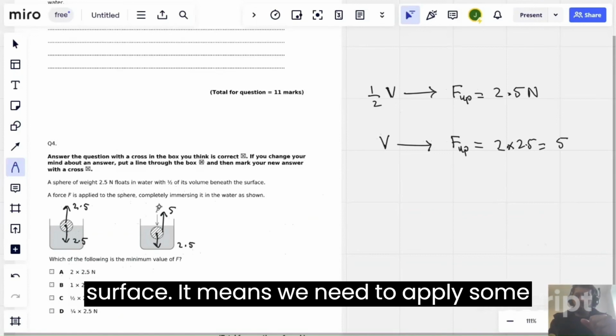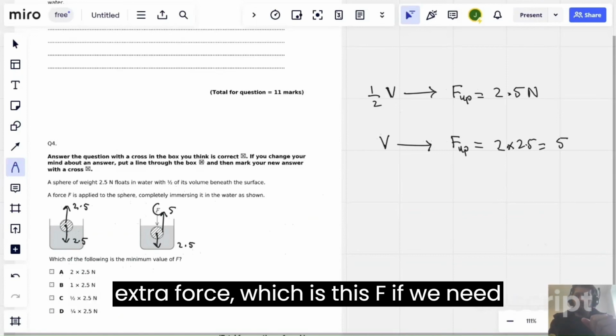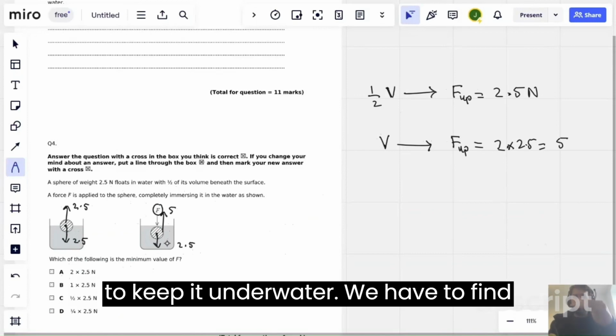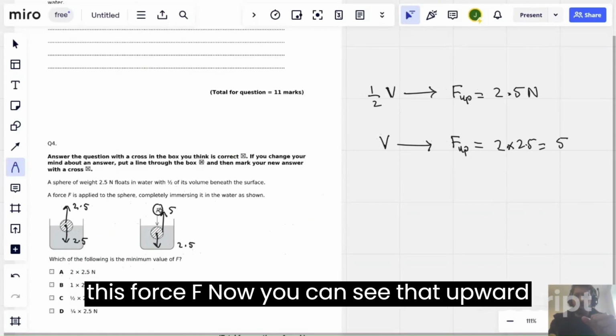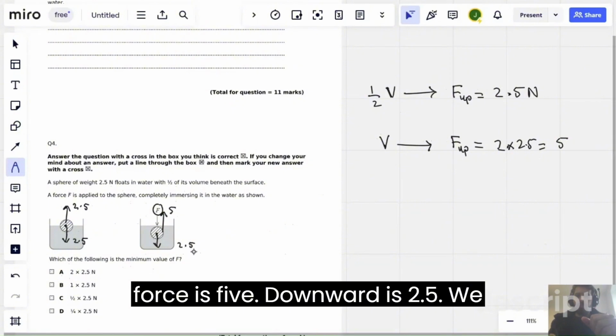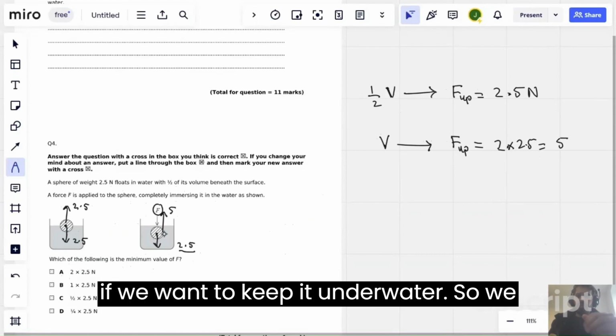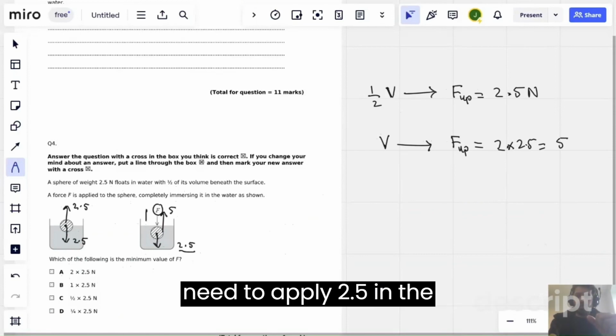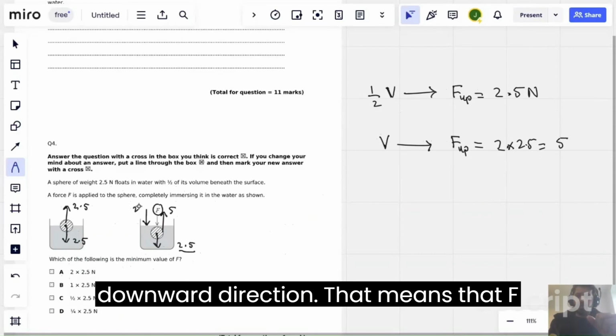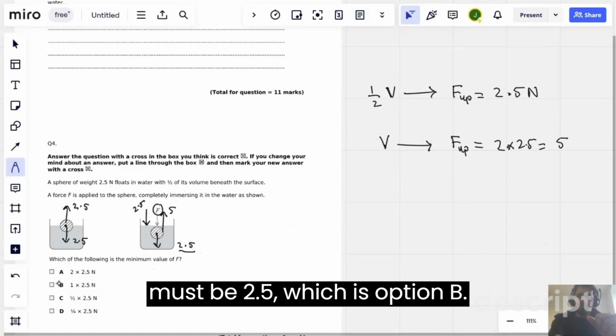It means we need to apply some extra force, which is this F, if we need to keep it underwater. We have to find this force F. Now you can see that upward force is 5, downward is 2.5. We are short of 2.5 newtons if we want to keep it underwater. So we need to apply 2.5 in the downward direction. That means that F must be 2.5, which is option B.